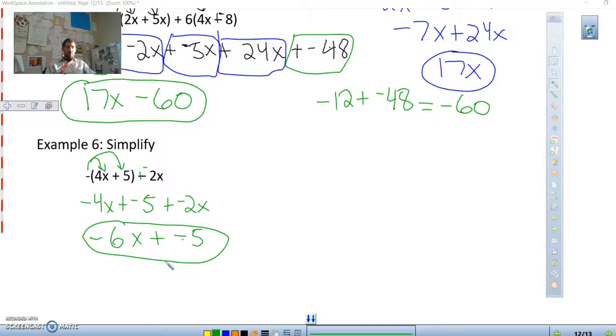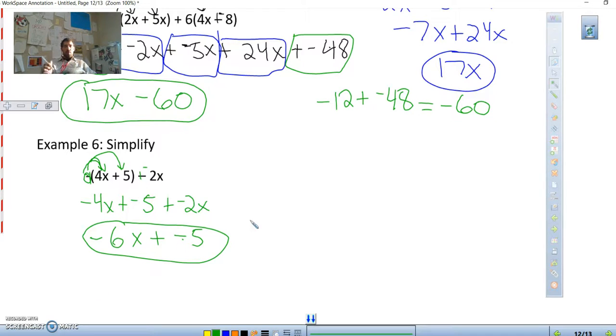Alright, so hopefully you paused it. So this is what happens. We distribute this negative. So a negative 1 times 4x is negative 4x. Negative 1 times 5 is negative 5. We combine the negative 4x and the negative 2x. We get negative 6x plus negative 5.